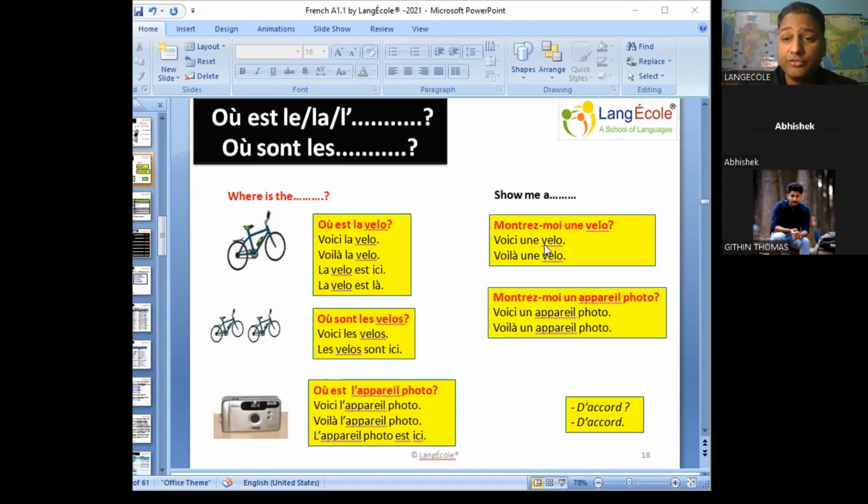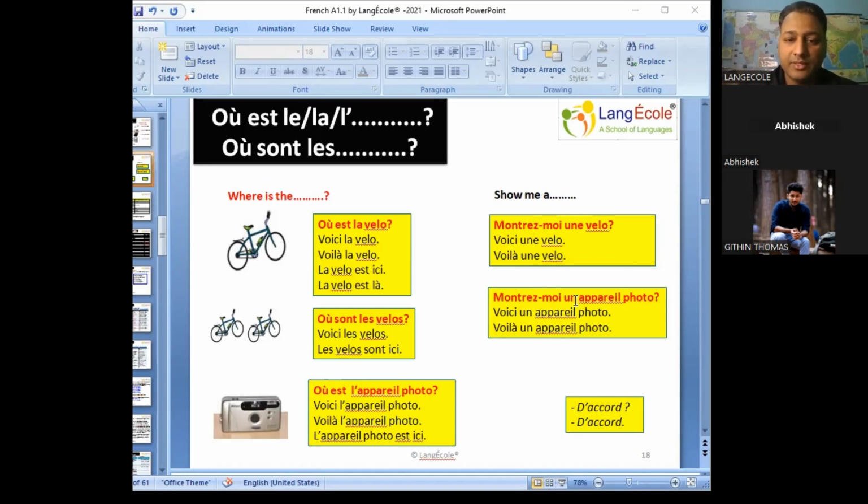Voici un vélo. Voilà un vélo. Montrez-moi un appareil photo. Un appareil photo. Jitin, try. Montrez-moi un vélo or montrez-moi un appareil photo, like that. Try this one. Go slow, no problem. Try to pronounce it correctly.